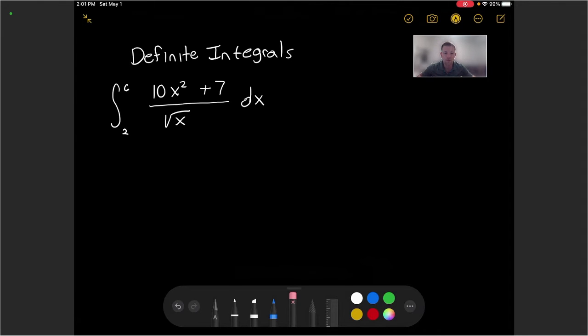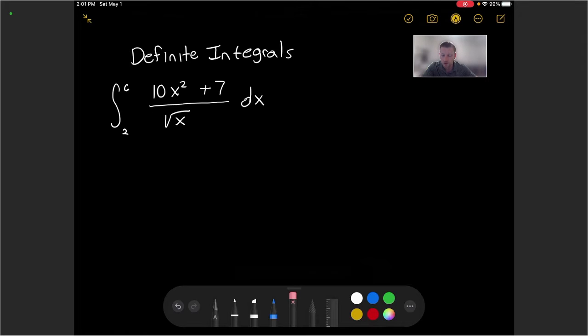Welcome. In this example, we'll take a look at a definite integral. This definite integral is an integral from 2 to 6 of (10x squared plus 7) divided by the square root of x dx. So one thing that we might want to remind ourselves of is the square root.